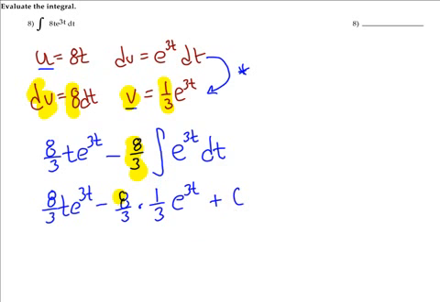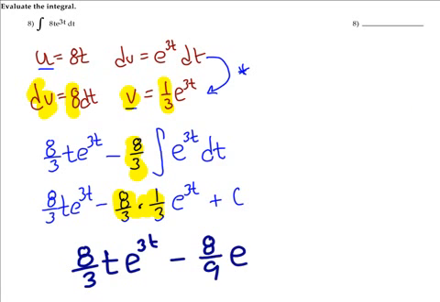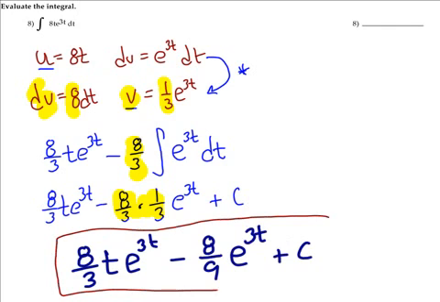All I really need to do now is clean up this multiplication in the middle here. So my final answer is 8/3 t e to the 3t minus 8/9 e to the 3t plus c. And we'll pause here for questions.